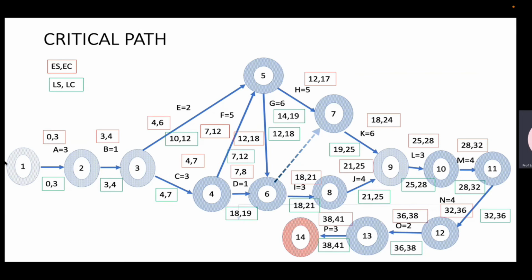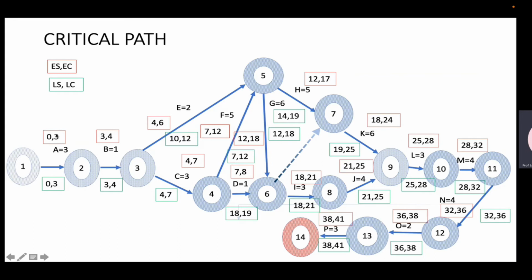Now we'll put them all together into one graph. We'll make one overlay the other. So I put them together, integrated both the forward pass and the backward pass. I've got the entire figure, and now I'm going to decide the critical path. The critical path is very easy. Now we know, take this as an example. This is earliest start, earliest completion. Latest start, latest completion. You choose the earliest completion and latest completion.